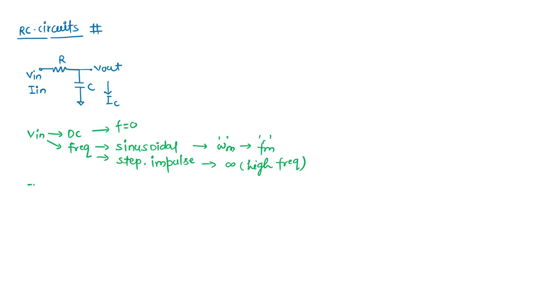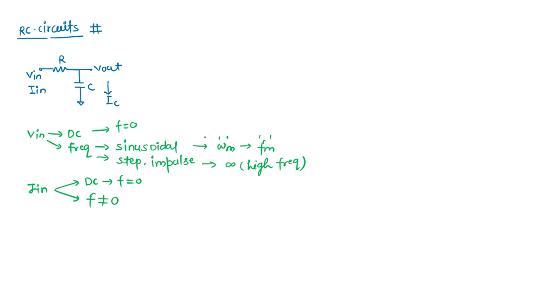The same thing applies to my input current as well. It can be a DC current source with frequency 0, and it can be some signal with a frequency not equal to 0.